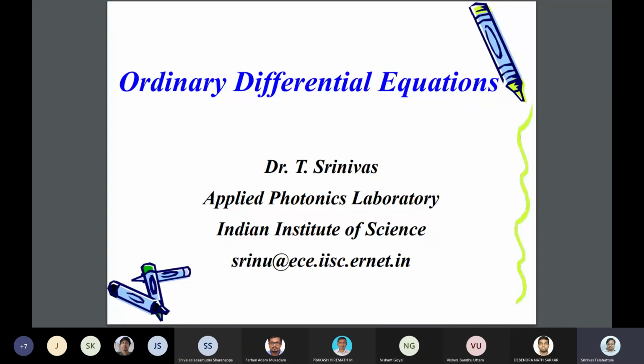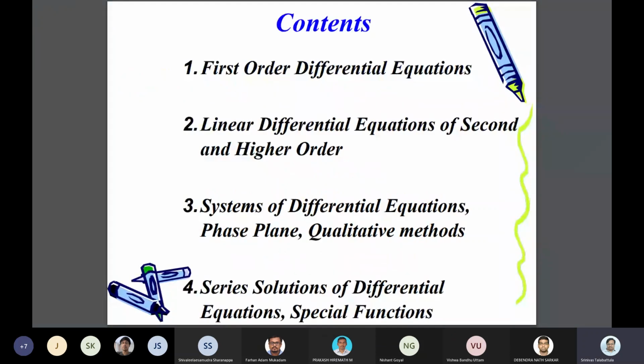These are the broad contents I wanted to put, but most likely I have put only some of them. Systems I have not put much, and many other things I have put. Systems I have not touched much in these two sets of slides I have.